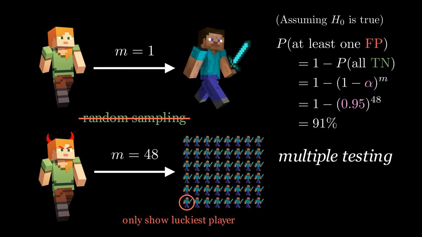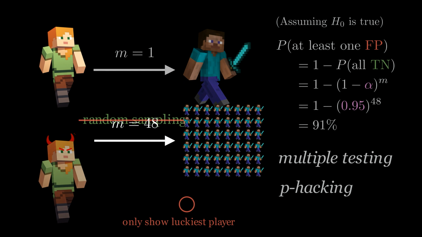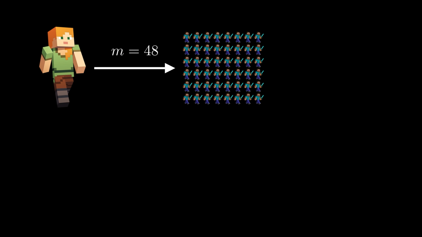This is an example of what's called p-hacking, and it can happen both intentionally and unintentionally whenever the data in our study was not truly observed randomly. But what if there's a legitimate reason for us to perform multiple tests? How do we correct for the increased number of false positives?